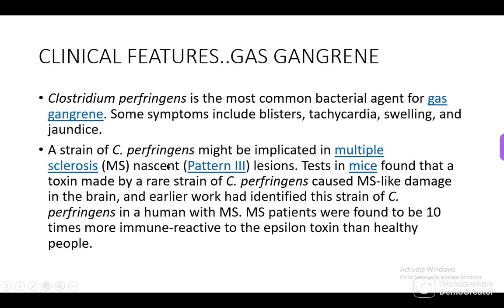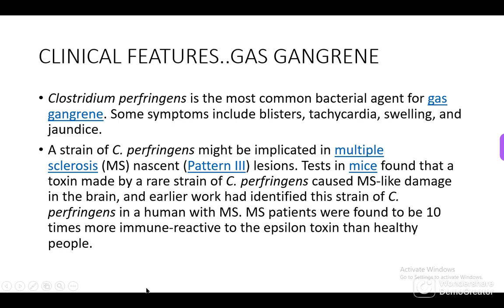A strain of Clostridium perfringens might be implicated in multiple sclerosis, and this is the Clostridium immunity actually. Pattern 3 lesions, and these are tested in the mice. The toxin made by a rare strain of Clostridium perfringens causes multiple sclerosis-like lesions, damaging the brain. And another work had identified this strain of Clostridium perfringens in humans with MS.